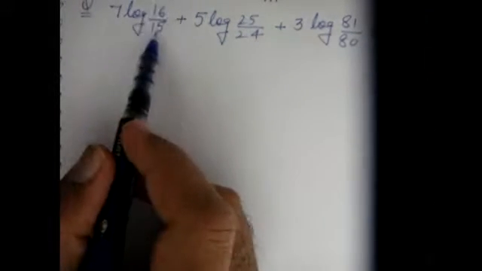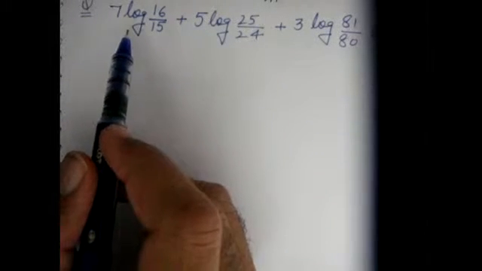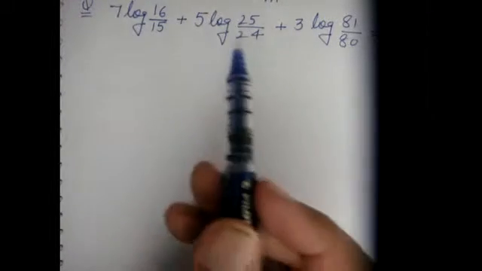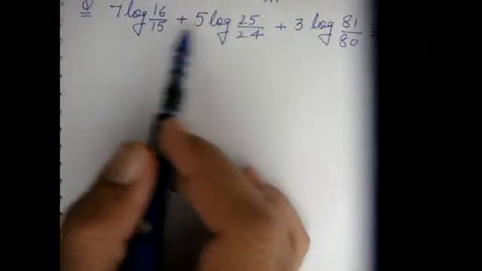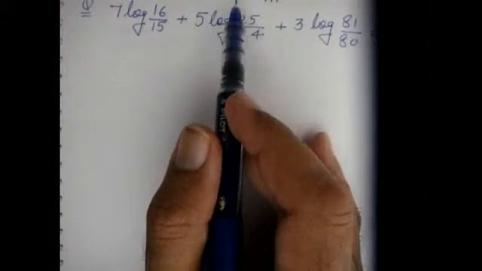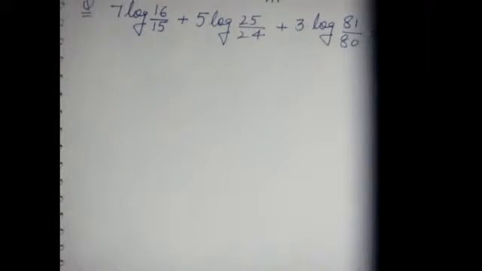A question says that 7 log 16/15 plus 5 log 25/24 plus 3 log 81/80. The base is not mentioned over here, so we can take any base, either 10 or natural log or base 2, whatever it is, but no base is mentioned, and that means that the same base will be applicable for all the 3 logs. We need to find its value. It might appear a bit difficult, but actually it is not. Let us see how to do this question.